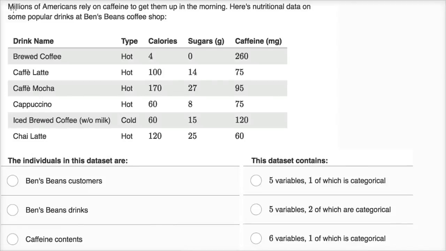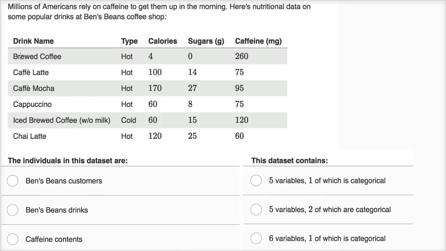So we have this question that says millions of Americans rely on caffeine to get them up in the morning. And that is probably true, although for me, if I drink even a little bit of caffeine in the morning, I won't be able to sleep that night. Here's nutritional data on some popular drinks at Ben's Beans Coffee Shop.